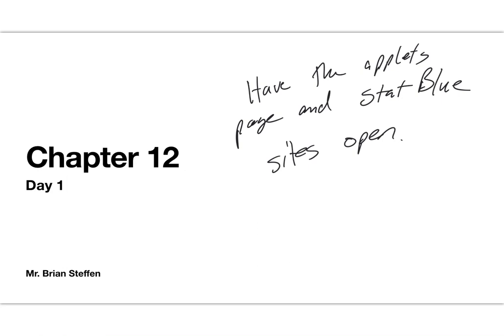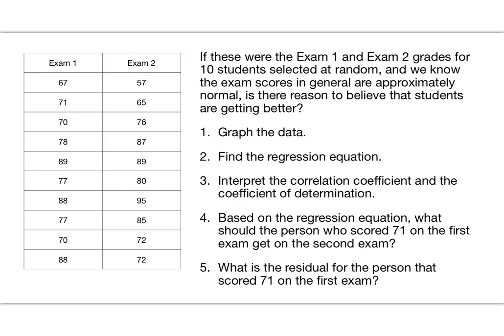So first things first, have open the applets page and the StatBlue page as we go into chapter 12 today. Chapter 12, which is on regression analysis. We're not going to go uber deep. If you've ever taken an AP class, we're not going to do logarithms and linear transformations, so it's less than what they did there. However, we will be adding a hypothesis test on r, the correlation coefficient. But start by getting those open, and then this is where we're going to start.